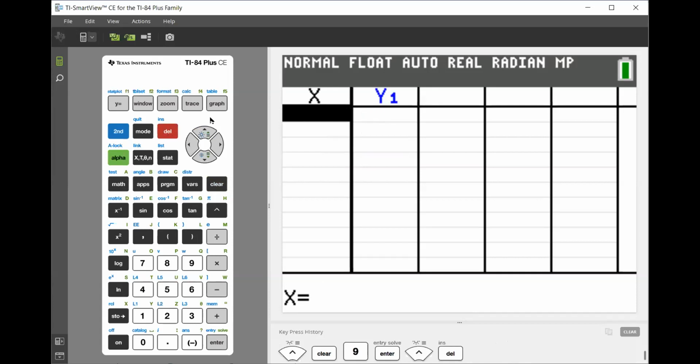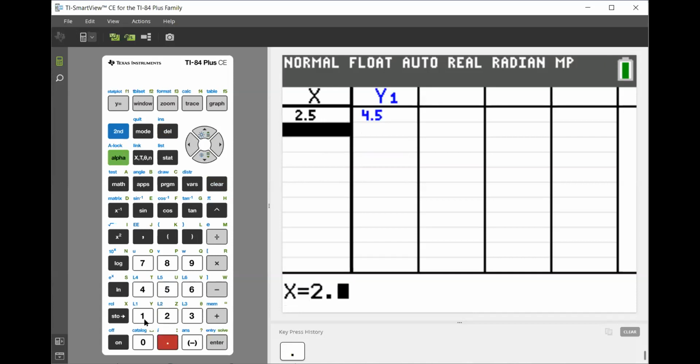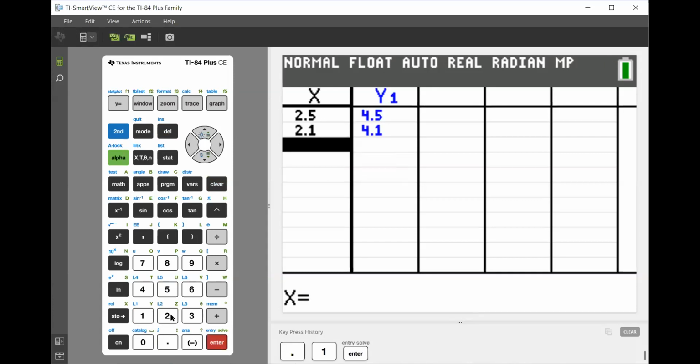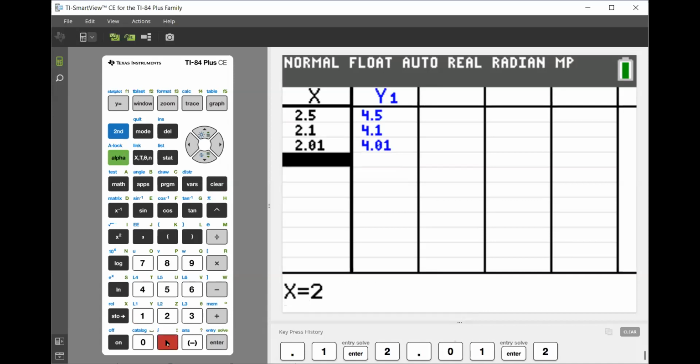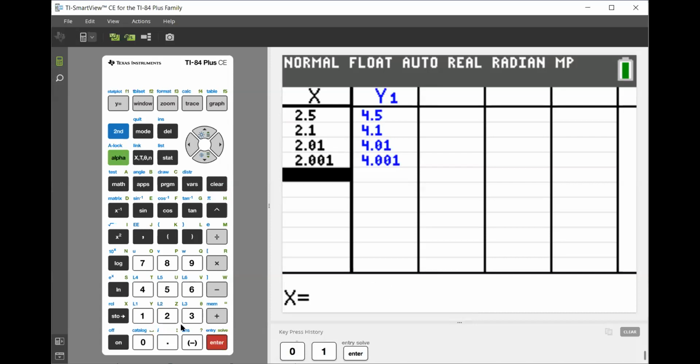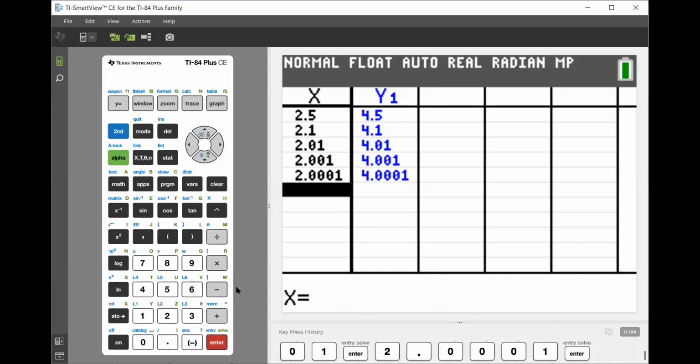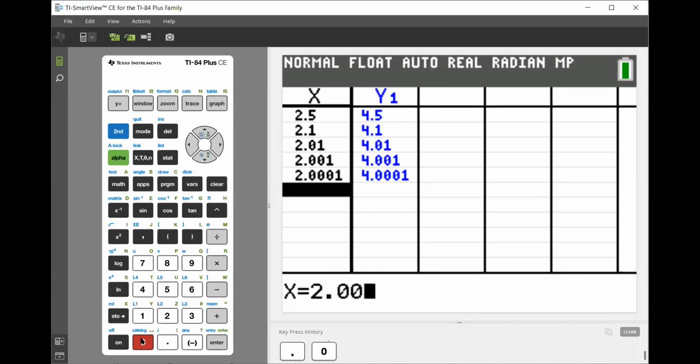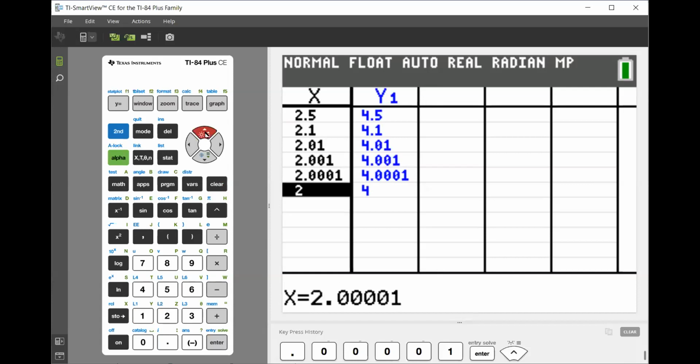Right, now I'm choosing some x's to the right of 2. I'll start at 2.5, then go to 2.1. All right, now I'm going to start putting in some zeros. 2.01, 2.001. And like I said, every time I put in an additional 0 between the 2 and the 1, hopefully you can see that in each case, the y value is getting close to 4.